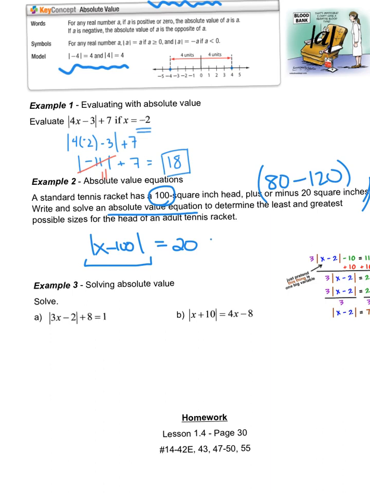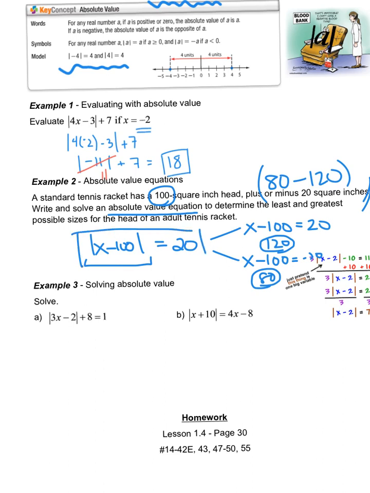And if you were to solve this equation, you'd have x minus 100 equals 20. You'd have x minus 100 equals -20. And surprise, surprise, we get our two answers of 120 and 80.